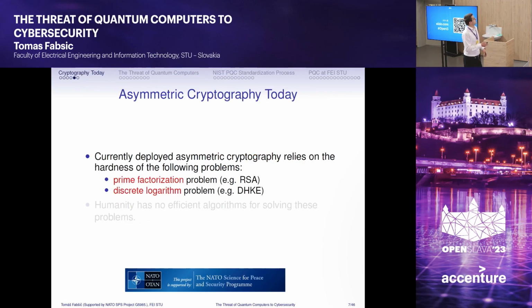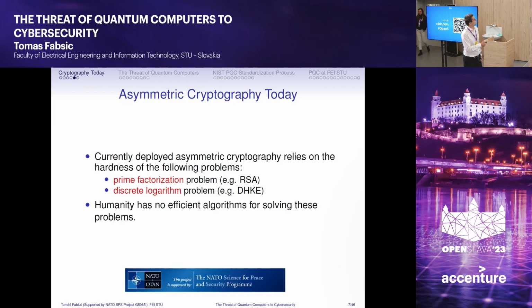And the cryptosystems that we use today in asymmetric cryptography, their security relies on the hardness of one of these two problems that are highlighted here. First, it's the prime factorization problem. The security of RSA relies on the hardness of factorizing large numbers into the product of prime numbers. And the other problem current asymmetric cryptography relies on is the problem of discrete logarithm. For instance, the Diffie-Hellman key exchange relies on the hardness of this problem.